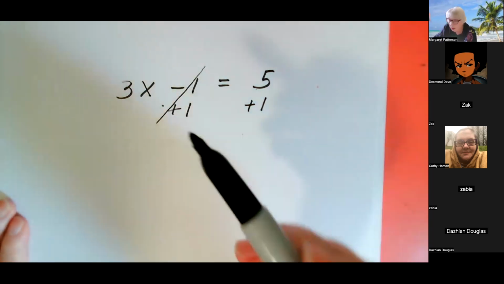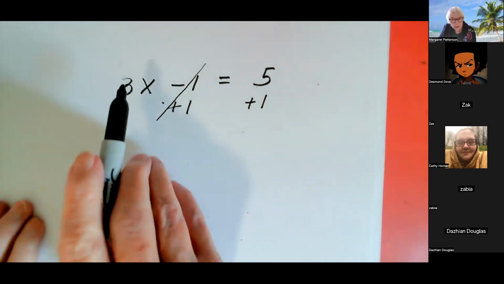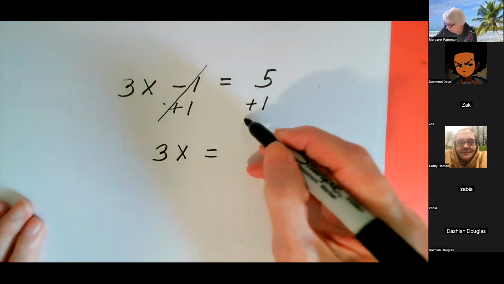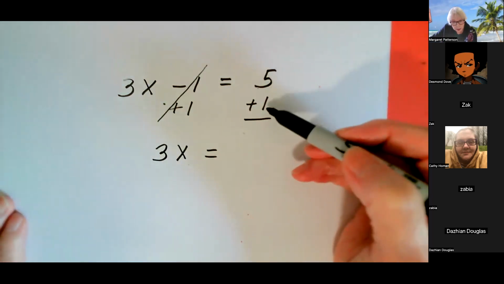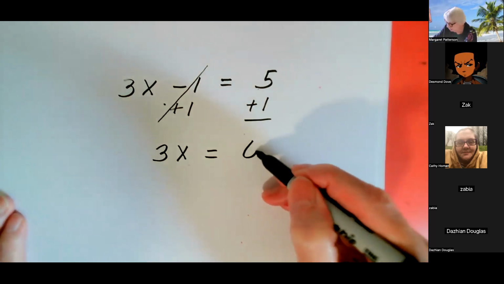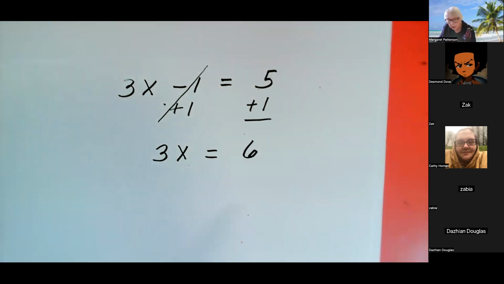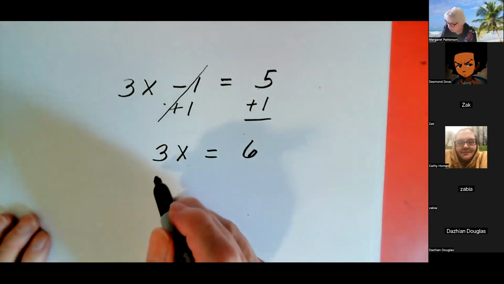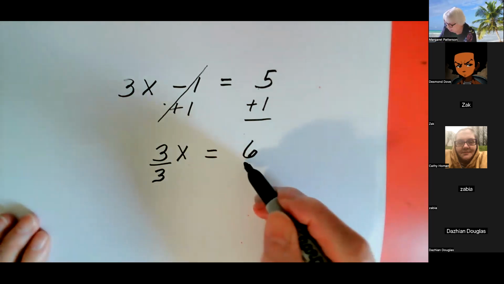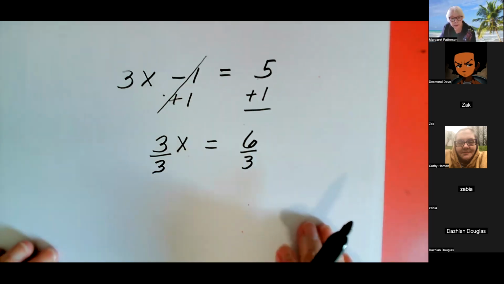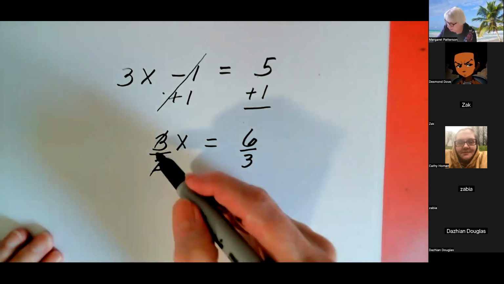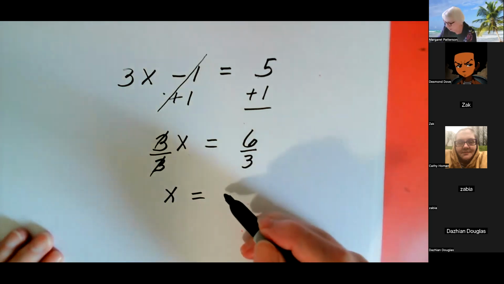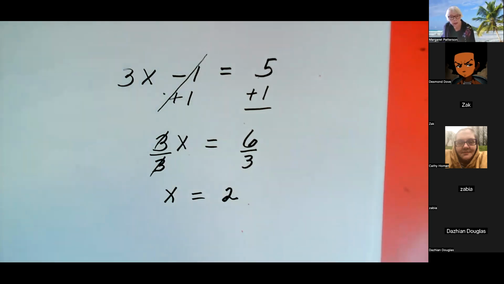So negative 1 and positive 1 go to 0. And what's left here is 3x. When we put this together, 5 and 1 makes 6. Now we've got a multiplication. This is 3 times x. So the simple thing to do is just divide both of the two sides by 3. This is 1x, which is x. And 6 divided by 3 is 2.